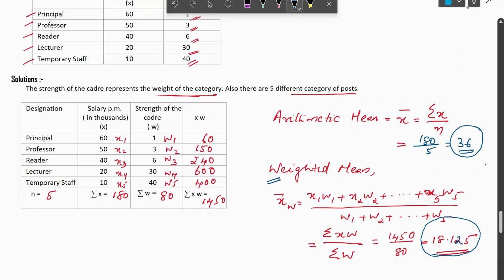Therefore, these are the three questions which I solved for you for weighted mean. And in this video we discussed combined mean as well as weighted mean.